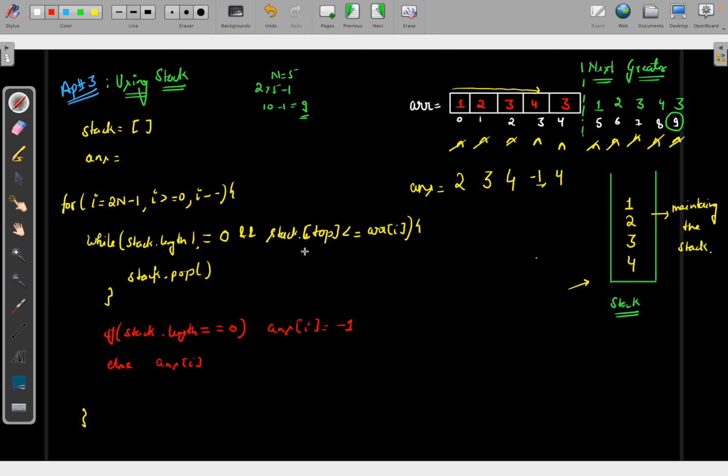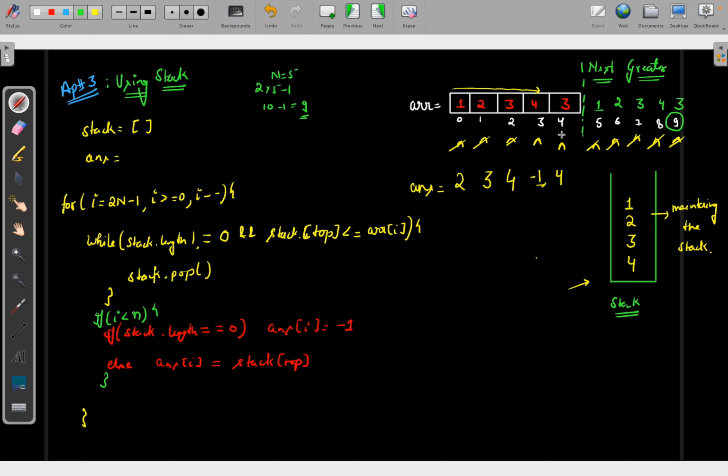The next possibility is that you are coming out of the loop because the topmost element is greater than array[i]. If it is greater than array[i], you will say answer[i] equals your topmost element. So can I say stack of top? Yes, that will be your answer. But here is a catch. We will do this only when we have the actual elements, so when my i is less than n, then I will follow this.